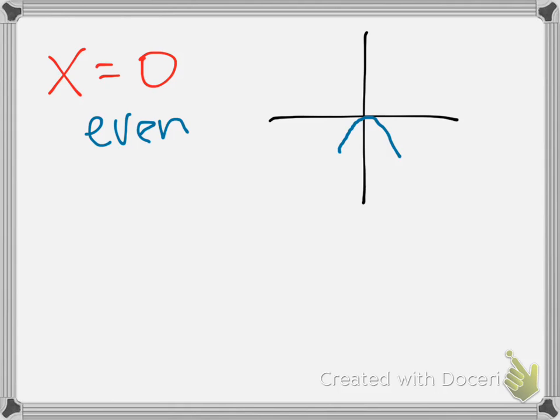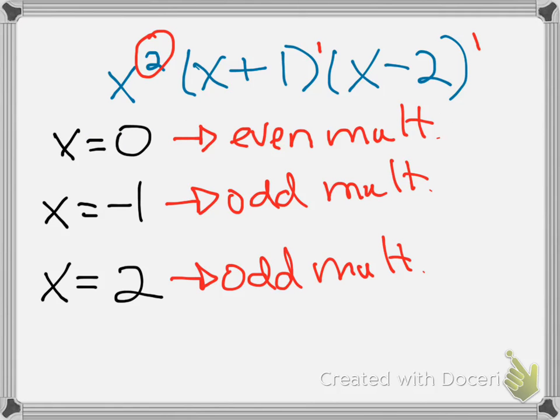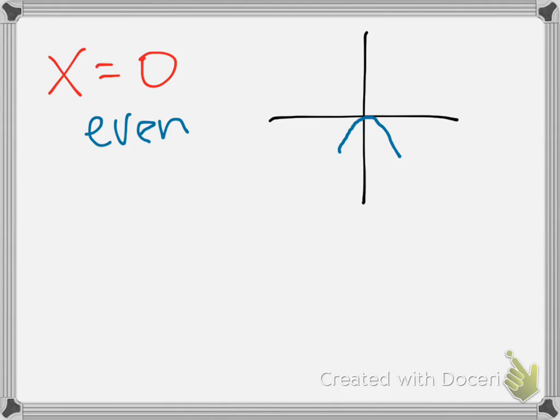Now for our other two zeros, they both had odd multiplicities. So one was at negative 1, and the other one was at positive 2.